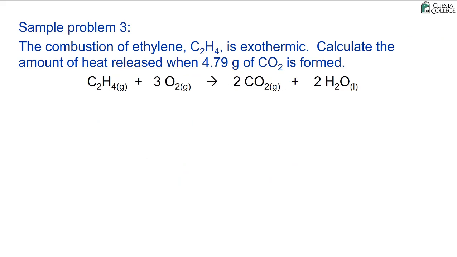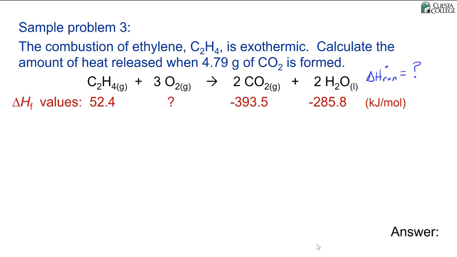Here's a sample problem for the combustion of ethylene, C2H4, that is exothermic. The question asks to calculate the amount of heat released when a certain amount of CO2 is formed. One thing you would need to know to answer this question would be the delta H of the reaction. There are only 3 ways to figure out the delta H of the reaction. Do you have calorimetry data? No. Do you have Hess's law data? No. So you'd have to have the data for the delta HF values for the reaction.